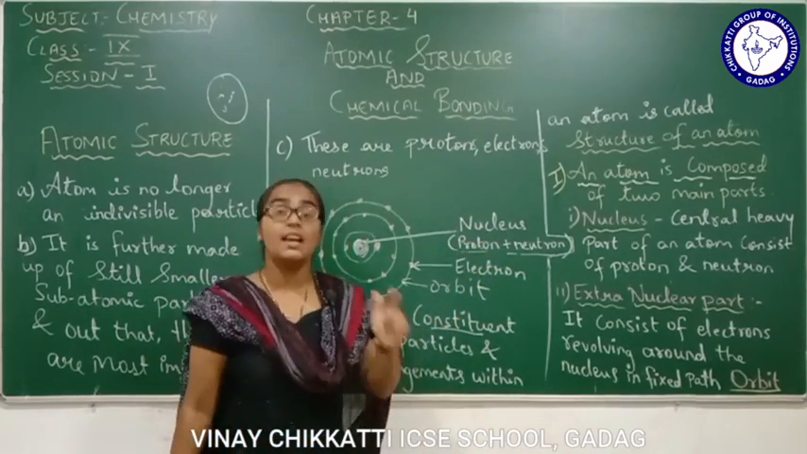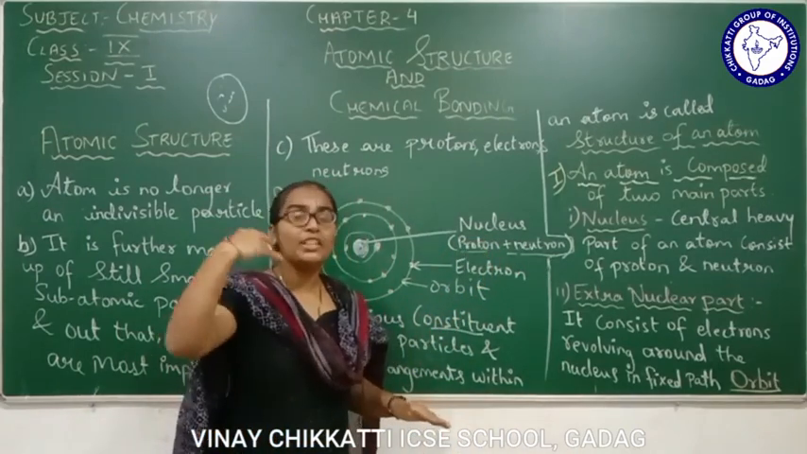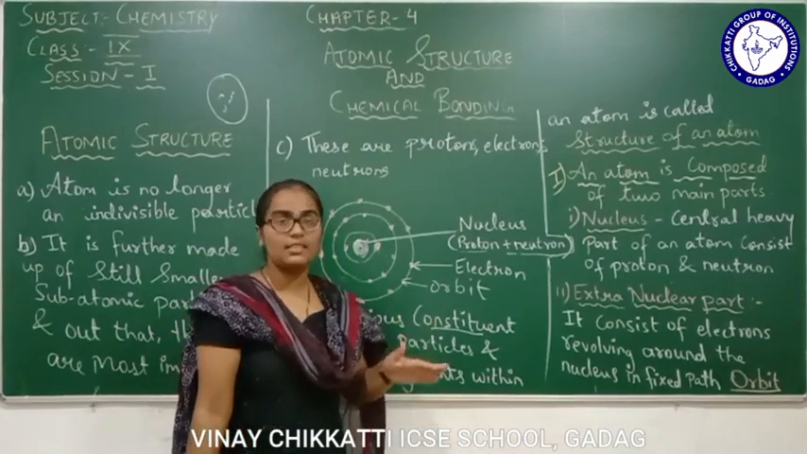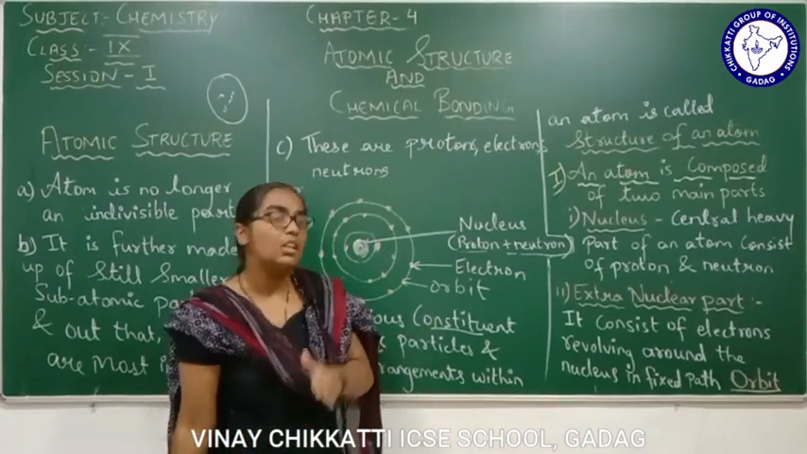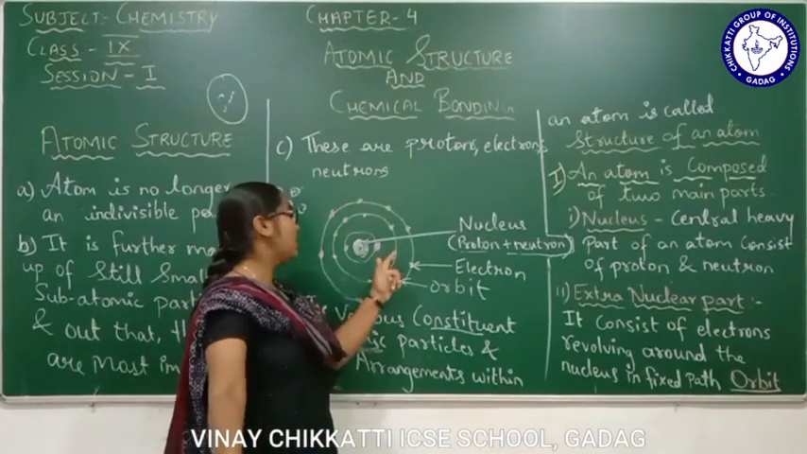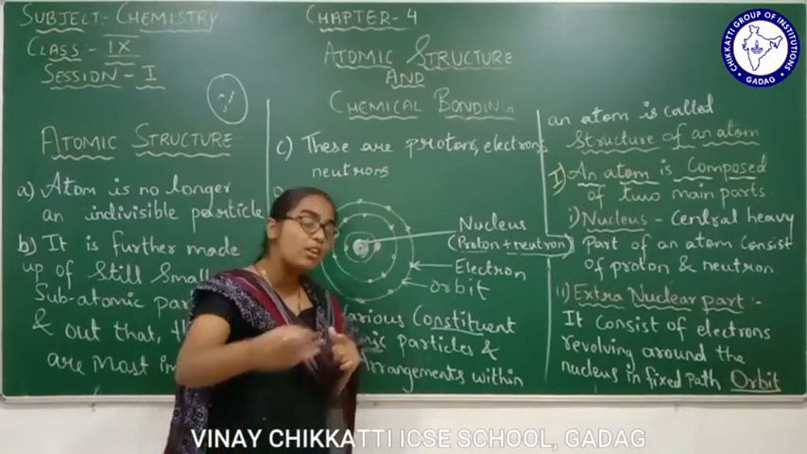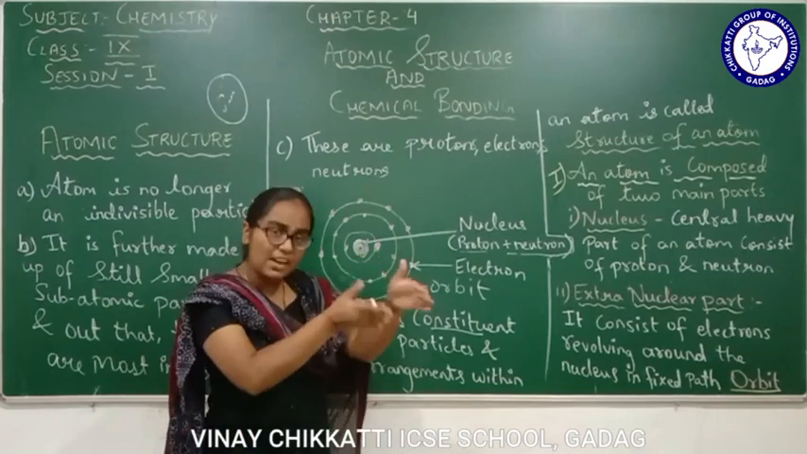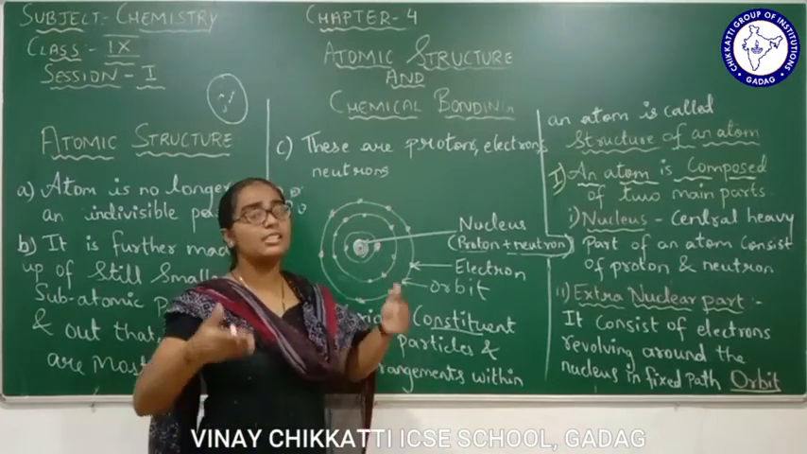Extranuclear part means apart from the nucleus. Whatever the extra part is, that is considered to be the extranuclear part. The extranuclear part consists of only electrons, and these electrons revolve around the nucleus in fixed pathways which are called orbits.